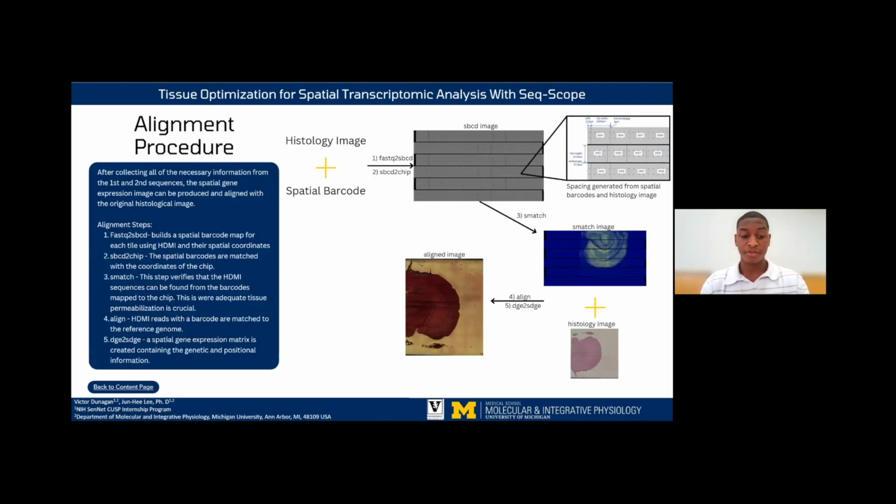And so now that I was completely done with moving through the wet lab procedure, I wanted to learn the alignment procedure to be able to arrive at the final image that contained the spatial information and the genetic information as well. So by using the original histological image and the spatial barcodes, we were able to construct a spatial barcode map using an algorithm that was made by one of the postdocs in the lab.